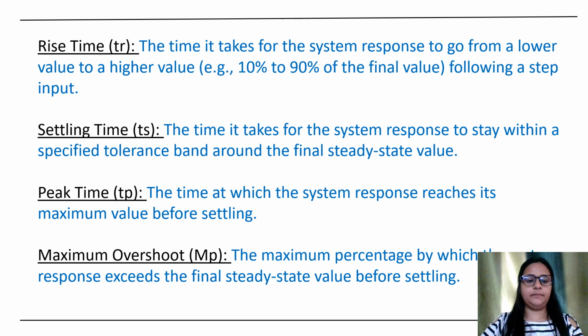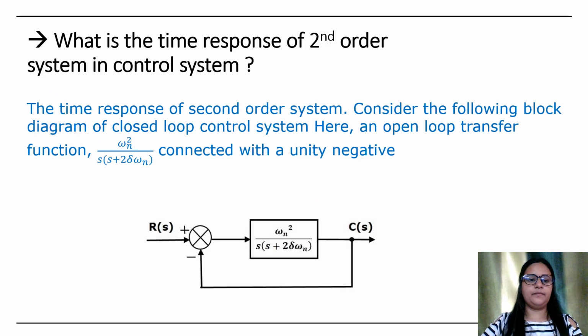Third one is the peak time. Peak time is the time at which the system response reaches its maximum value before settling. And the fourth one is the maximum overshoot. The maximum overshoot is the percentage by which the system response exceeds the final steady state value before settling. Now let's see what the time response of a second order system in a control system is.